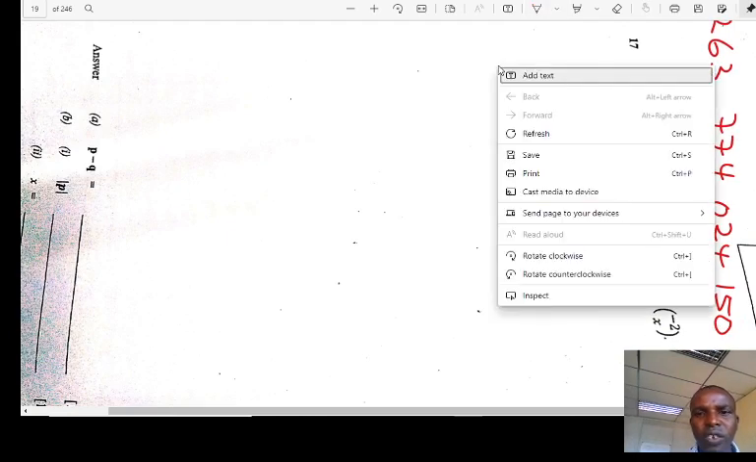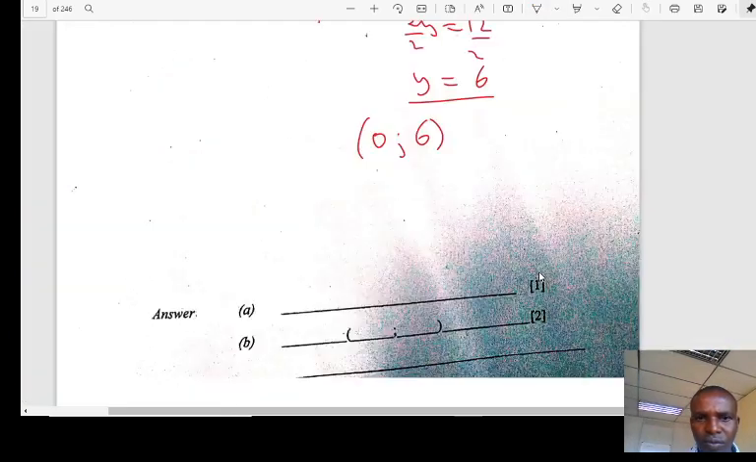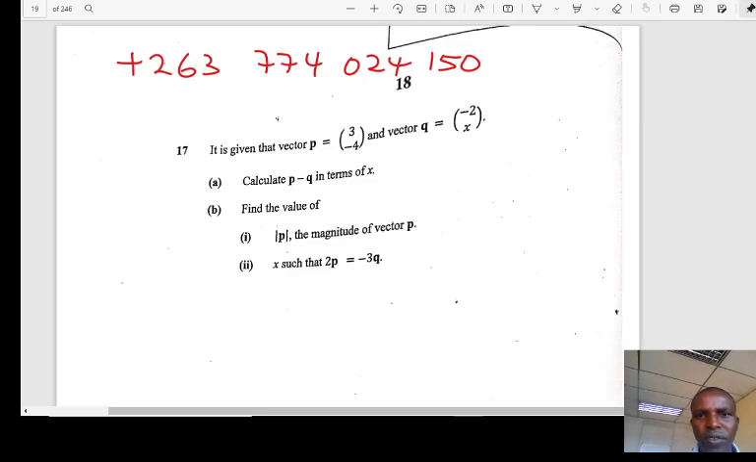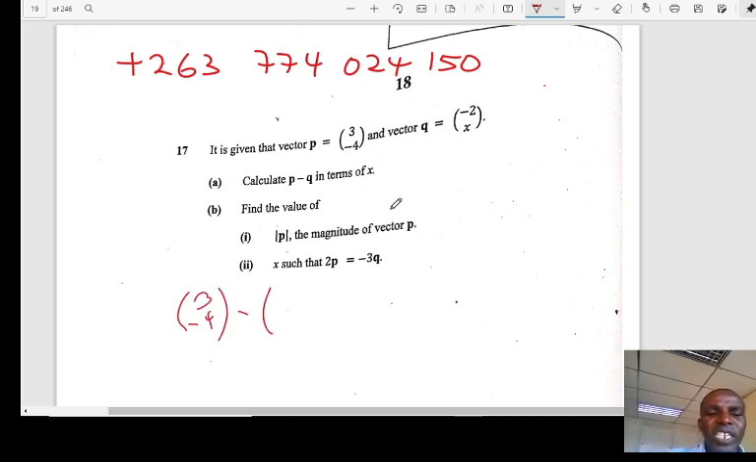I have to rotate this one. Right. Question number 17. It reads, it is given that vector p is equal to (3, minus 4) and vector q is equal to (minus 2, x). Calculate p minus q in terms of x. This one is easy. P minus q, you just put p here. So it's (3, minus 4). That's p minus q. You just substitute here. It's q is (minus 2, x).